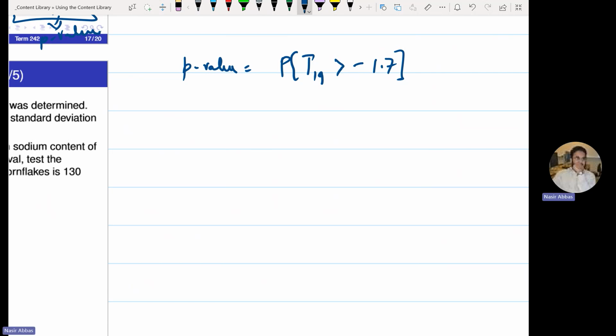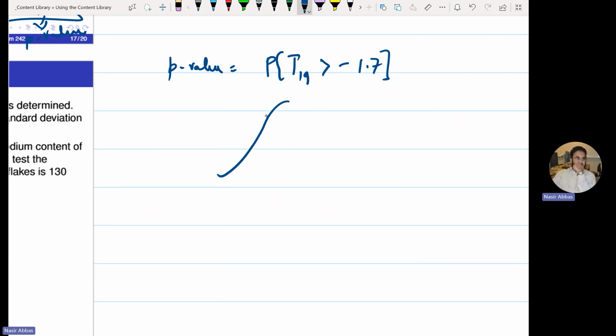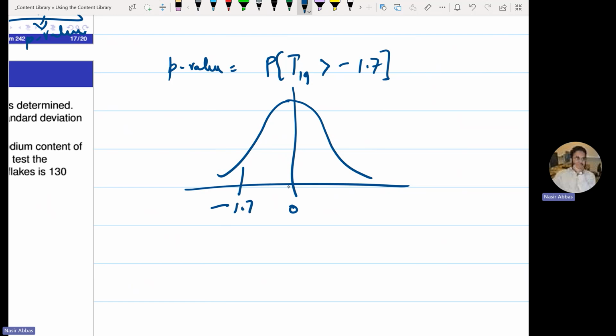The T table is giving you probabilities for more than, but the T table is not giving you the probabilities corresponding to negative values. The T table is only available for the positive side. Here is a T distribution. There is a 0 here, minus 1.7 here, and plus 1.7 here. And you are interested in more than minus 1.7. You are interested in this area. But the T table is not giving you this area. What will you do? You can get into this situation.